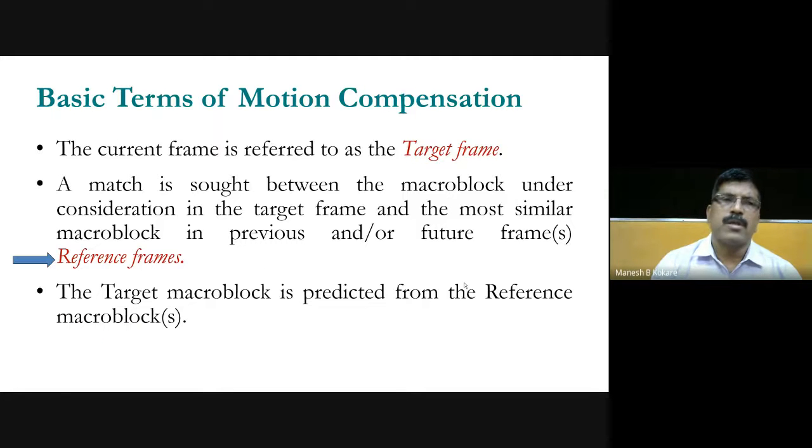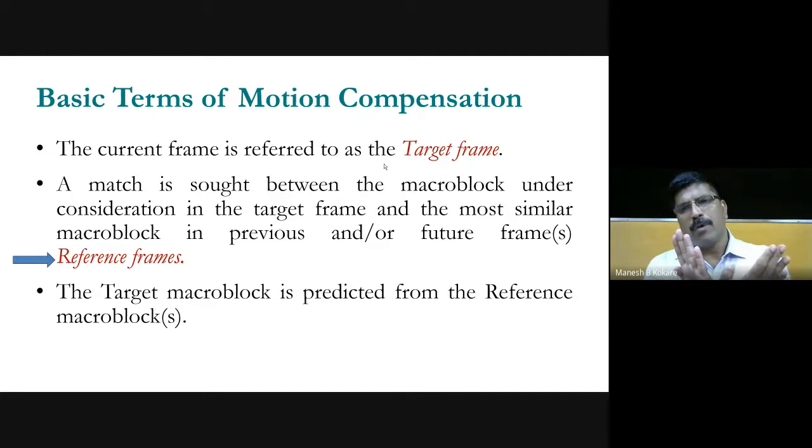The basic terms which are used for motion compensation are: the current frame is referred to as the target frame, and the frame where you are estimating the motion is the next frame. You can estimate the motion from the previous frame or the next frame, because you are finding the match.